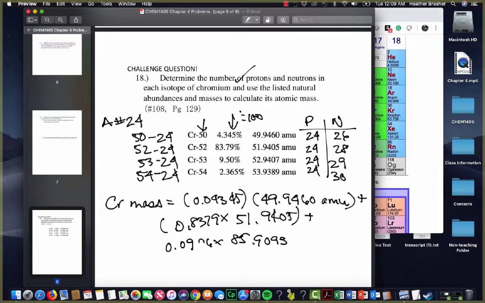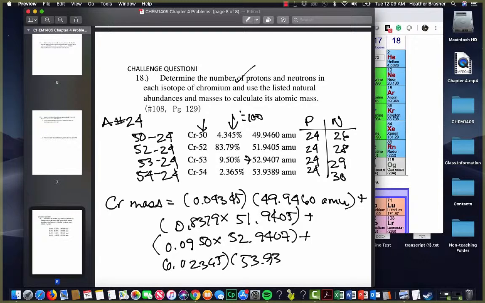Let me see. Oops. I'm just randomly don't know what I am doing. So we have 0.9, sorry guys, 50 times 52.9407. And then the last one is 0.02365 times 53.9389. Remember to always write your units, which I forgot, atomic mass units here.